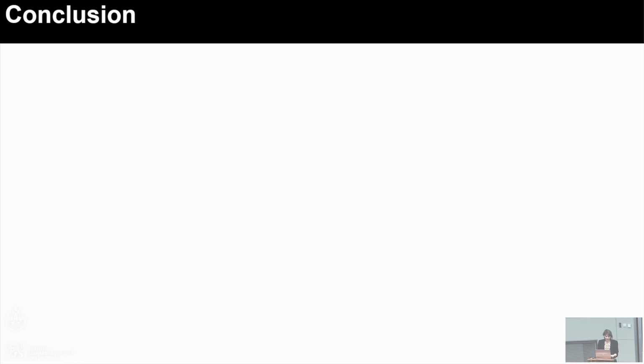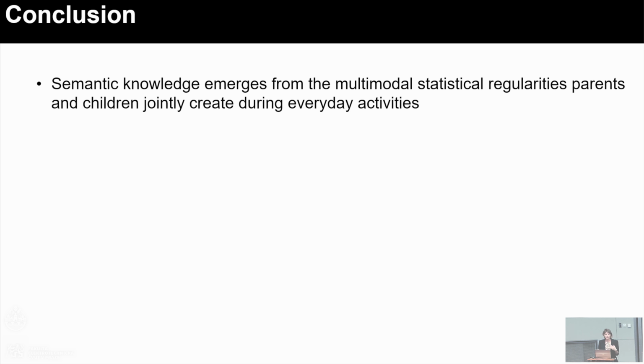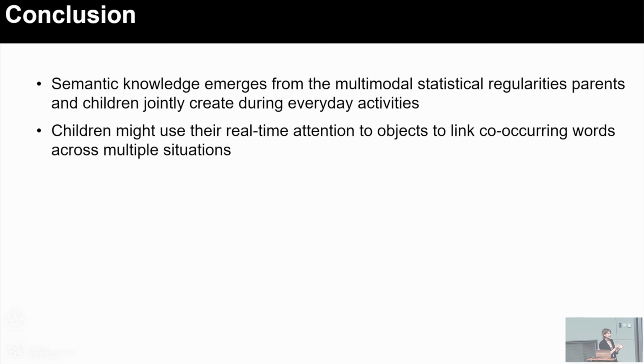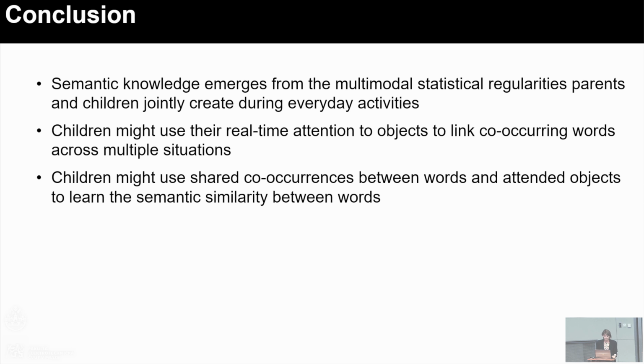So really, the goal of this work was to understand how children acquire semantic knowledge from their limited input. As I mentioned, traditionally researchers have focused on speech input alone, but we suggest that semantic learning emerges from these multimodal input statistics that parents and children are jointly generating when they're interacting with one another. What we suggest is that children might use their real-time attention to objects to help them ground parents' speech and group co-occurring words, and use that as a basis to begin to get semantic learning off the ground. Children might also use these shared co-occurrences between words and attended objects to begin to infer how these words are semantically similar to one another.